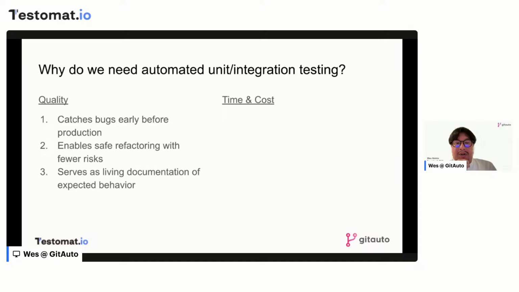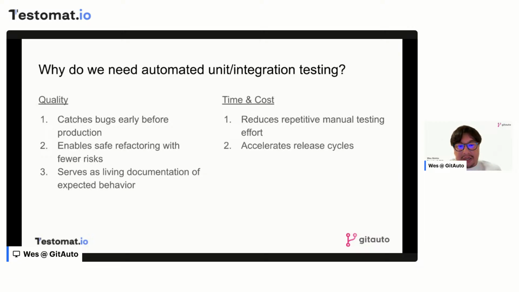One more thing, the other important thing is time and cost. Obviously, automated tests are really fast and repeatable. What takes hours manually can finish in just seconds. This means less manual effort, and your team can spend more time building features. And literally, manual testing on every commit is almost impossible. This also accelerates your release cycles.